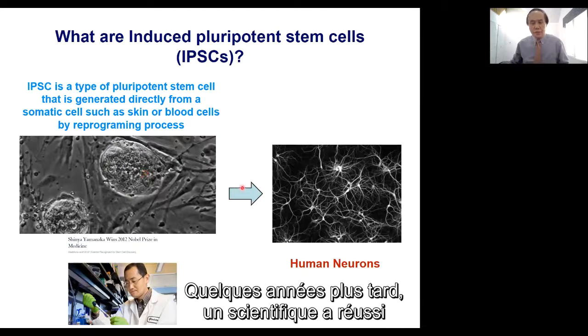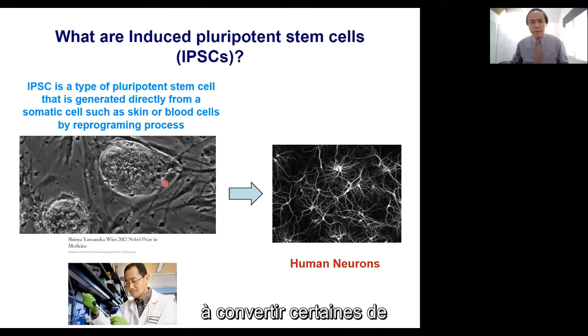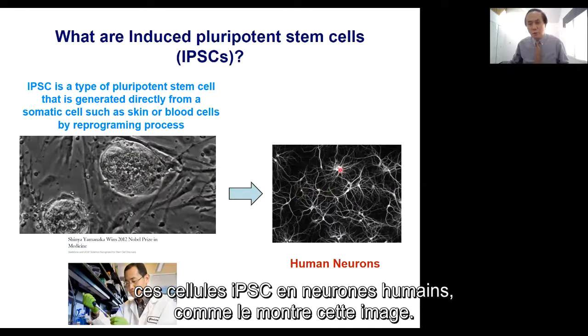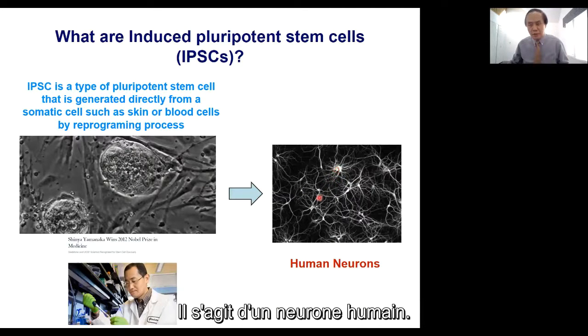Then, using this technique a couple of years later, scientists were able to convert some of these iPSCs to human neurons. It shows here this individual human neuron.